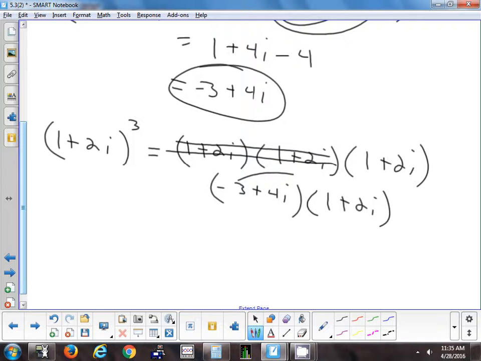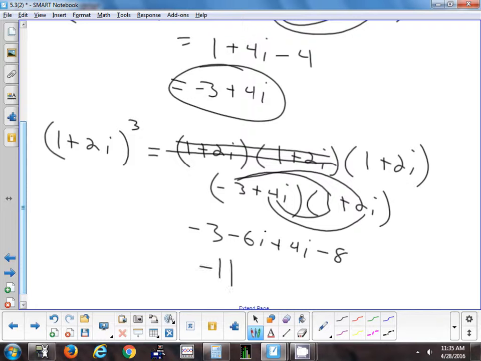Okay, and if I do it out, what's negative 3 times 1? Negative 3. Negative 3 times 2i? Negative 6i. 1 times 4i? 4i. What's 4i times 2i? 8i squared, which is negative 8. Now I got to do negative 3 minus 8. It's negative 11. And what's negative 6 plus 4? Negative 2i. And so even cubing it, it's not that bad. I can do it, but it's starting to get a little time consuming.